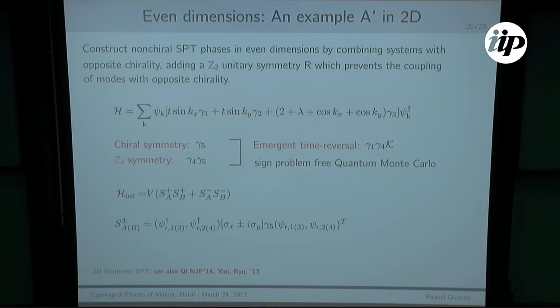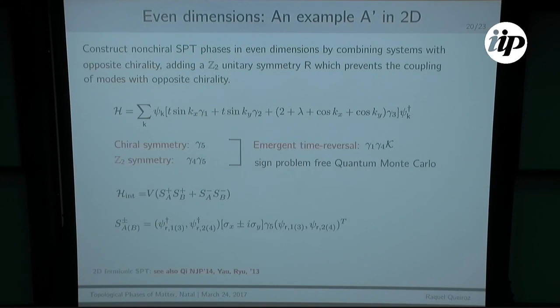So we're going to write down a simple model in two dimensions that will show all this physics, and what we are going to do on it is Monte Carlo. And this is now work in progress. I'm just going to quickly explain to you what the model is. We just have a hopping term. These are all complex fermions. So in principle, it should reduce to Z4.